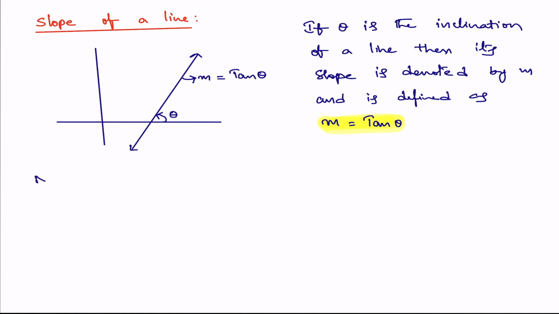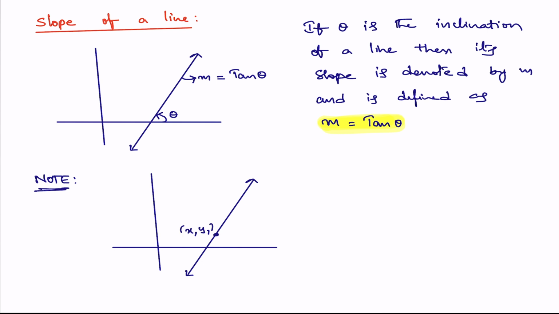Now, note points related to this. There is a line which passes through 2 points, x1, y1 and x2, y2. What is the slope of this line? When you know the inclination of a line, the slope of that line is tan theta, m equal to tan theta. Here the line is given as passing through 2 points, x1, y1 and x2, y2. What is the slope of this line? Suppose you don't know the inclination of this line. Suppose theta is the inclination of this line.